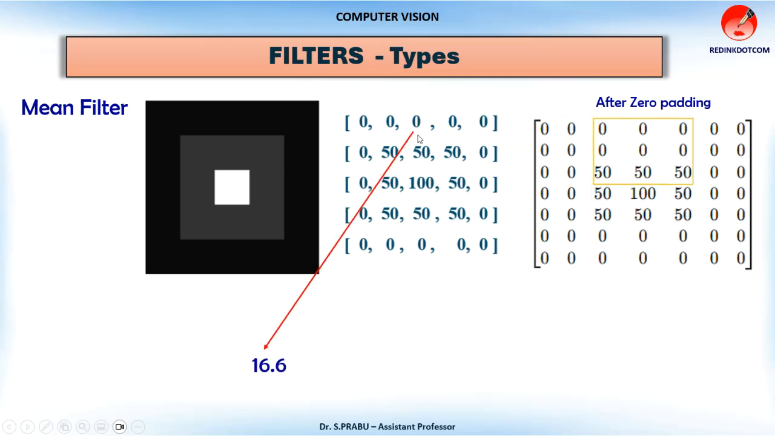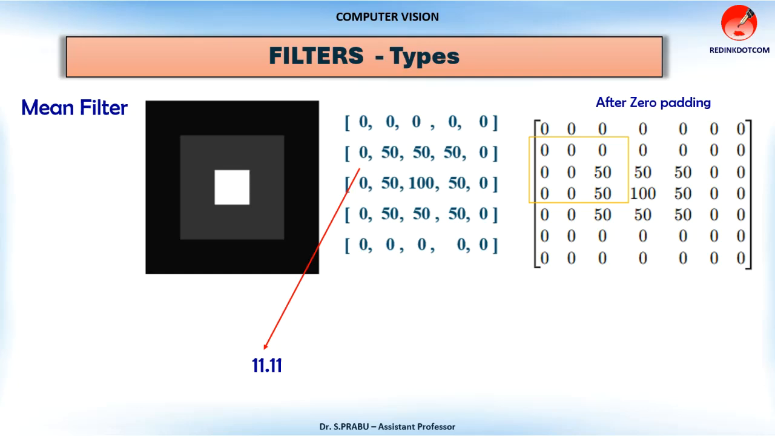In the same way, the third value can be calculated. The next value becomes 11.11, and the next value becomes 5.5. So if you get a fractional value, it should be rounded to a whole number. In the same way, we can calculate all the pixel values.